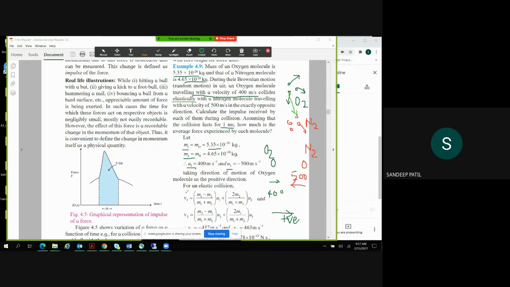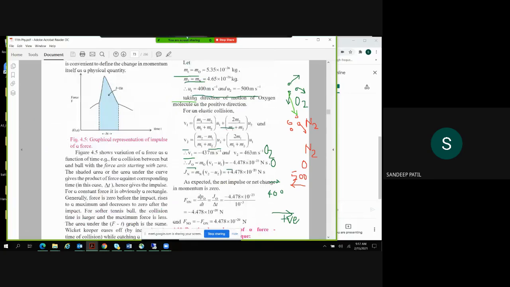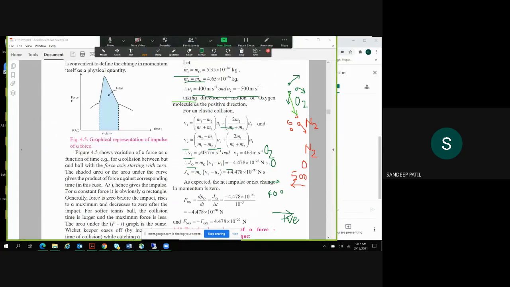For an elastic collision, V1 is equal to (M1 minus M2) divided by (M1 plus M2) into U1 plus 2M2 divided by (M1 plus M2) into U2. For elastic collision, we have derived this formula, right? Similarly for V2 also. So we know this formula. We have derived it in the earlier discussion. So from here, we can calculate V1 and V2 because we know U1, M1, M2. All are known. From that, we can calculate V1.